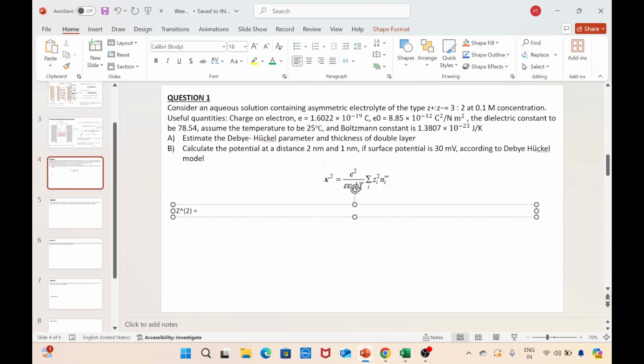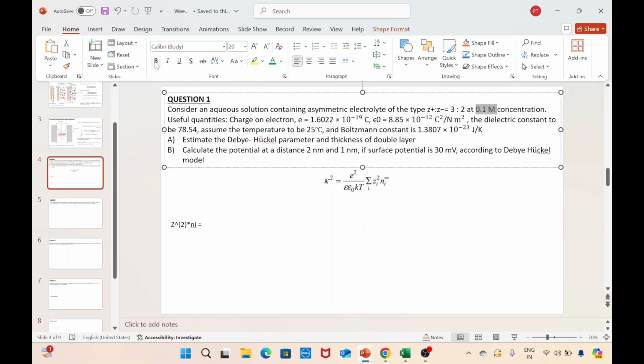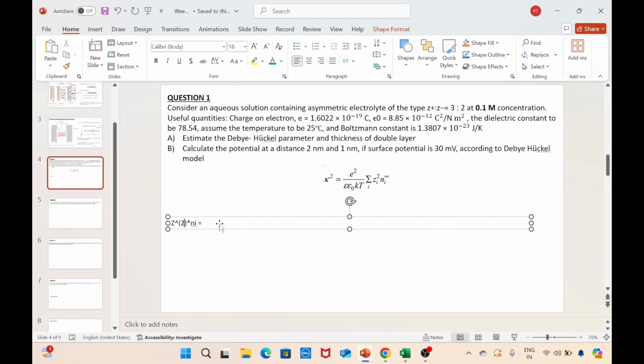Z square times Ni. So we talked about this previously also. This Ni is nothing but the concentration of the ions, that is, the number of ions per unit volume. But the concentration of the ions, if you see here, the units is in terms of molar. So we need to convert this Ni in terms of Ci.